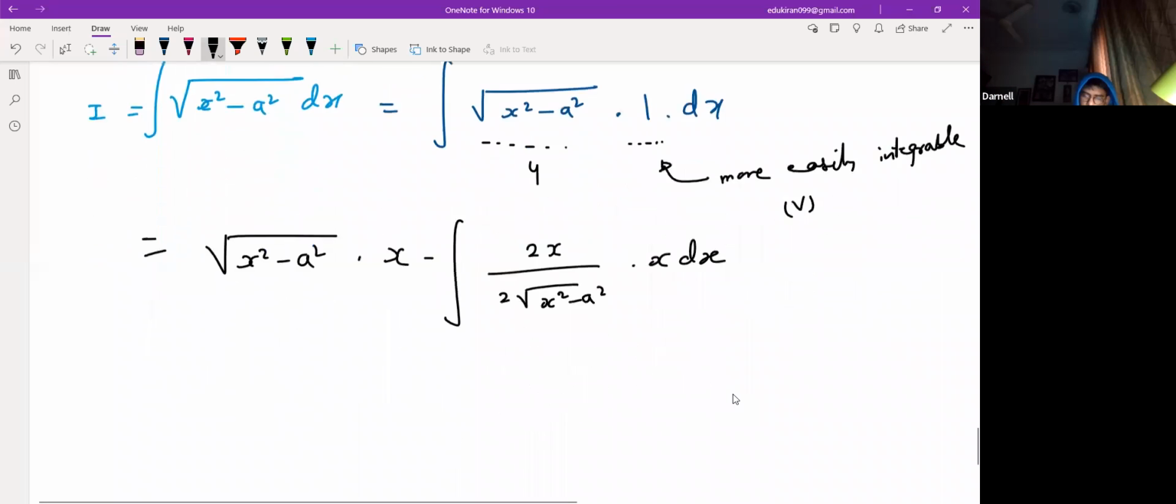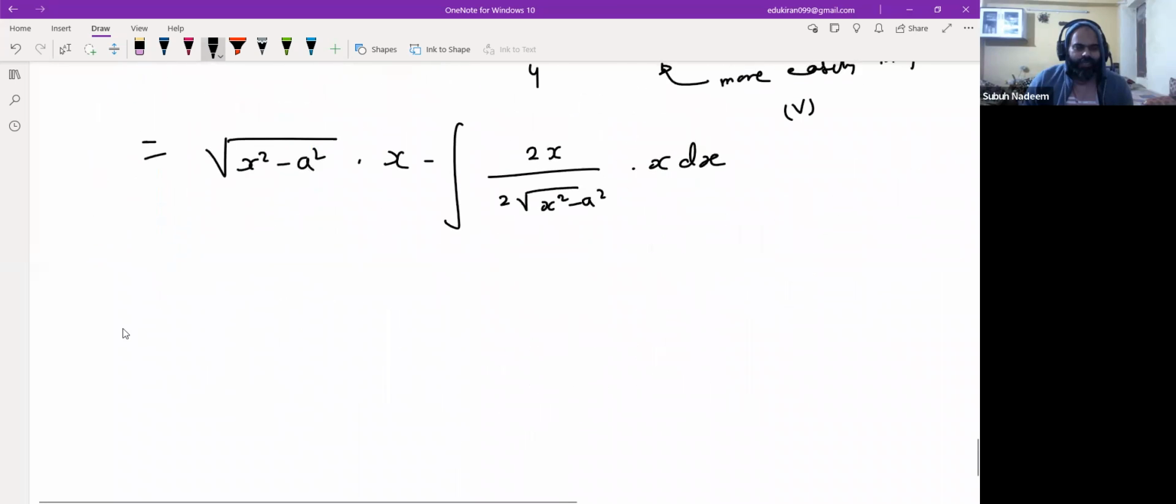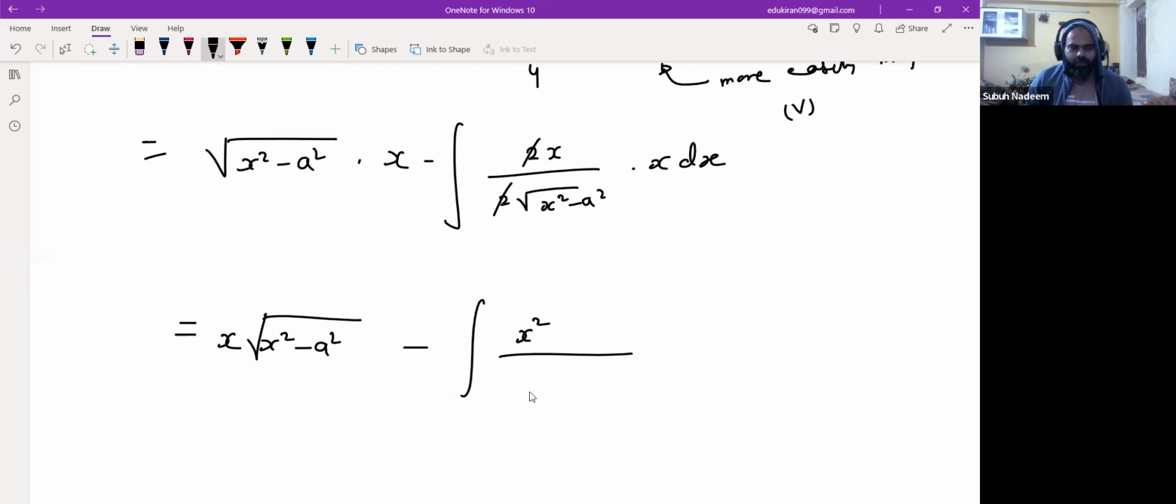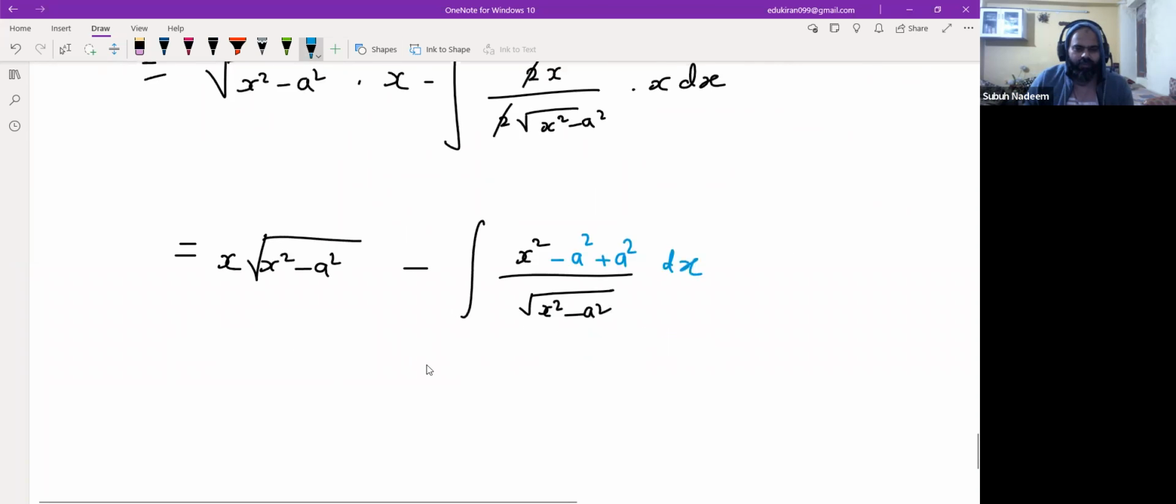Yes, sir. Okay. So in the next step, we write it as root over x square minus a square into x, minus 2 cancel x square by root over x square minus a square. And then what we do is we do minus a square and plus a square dx. And then we write it as x root over x square minus a square.